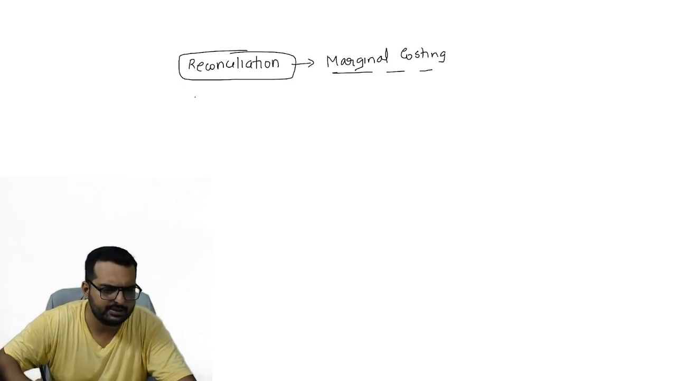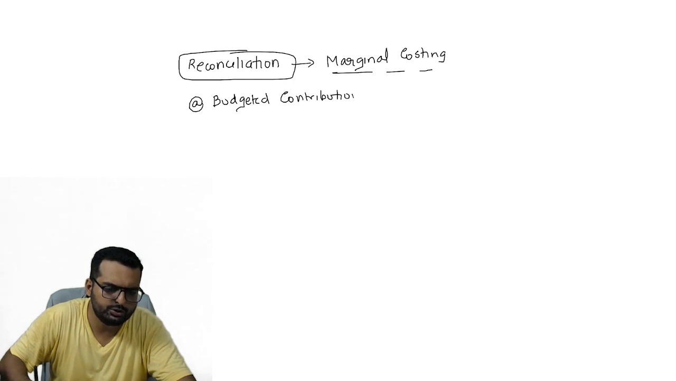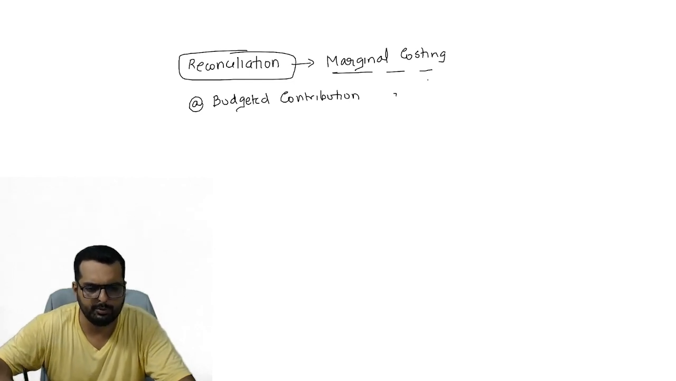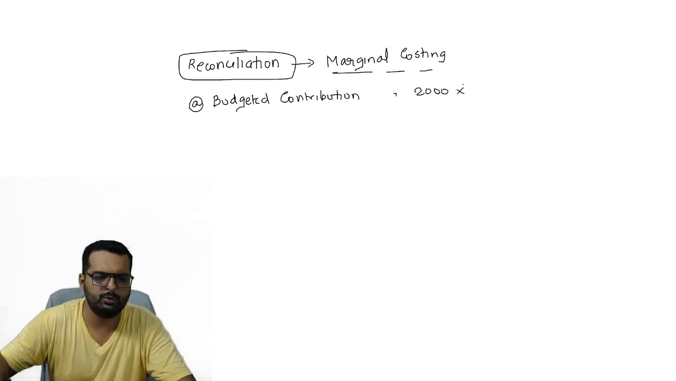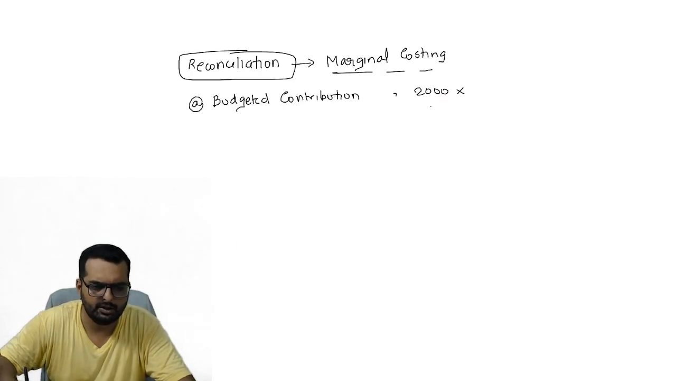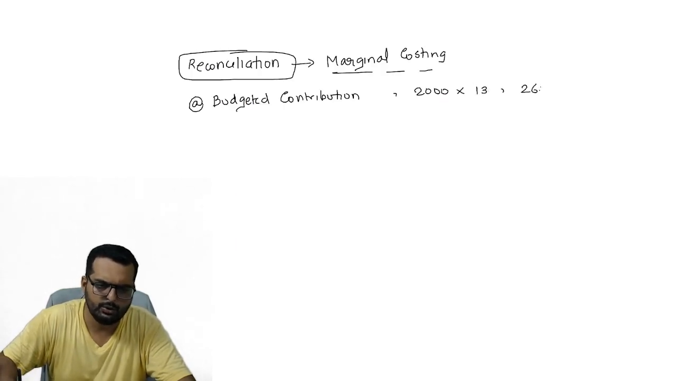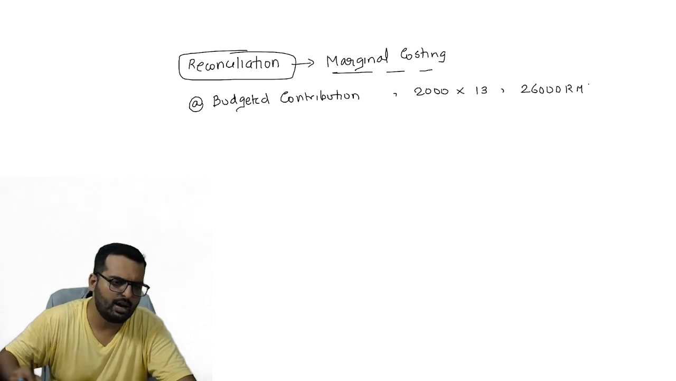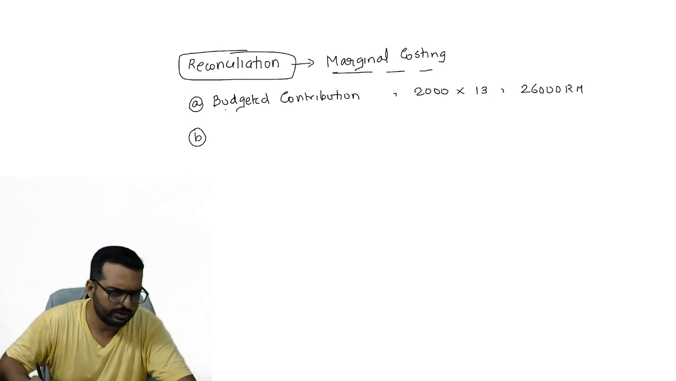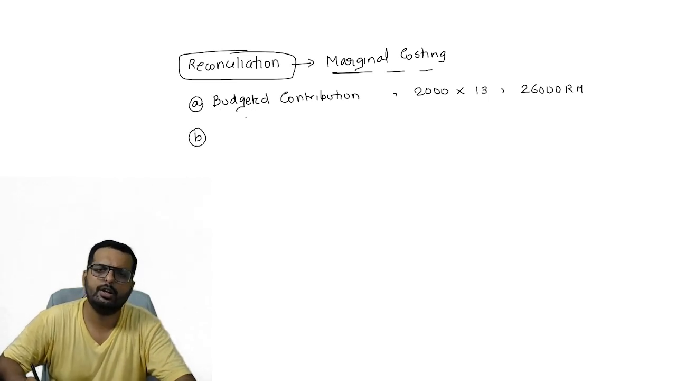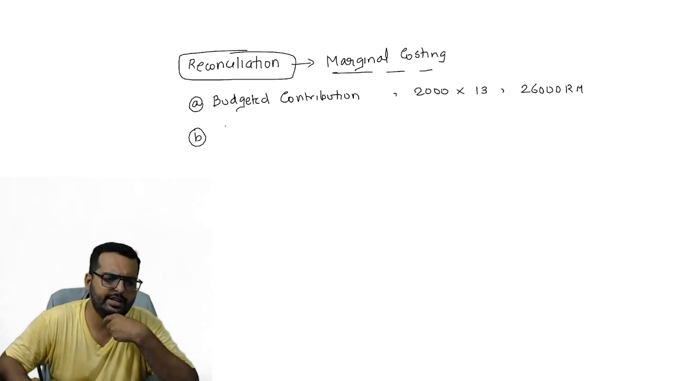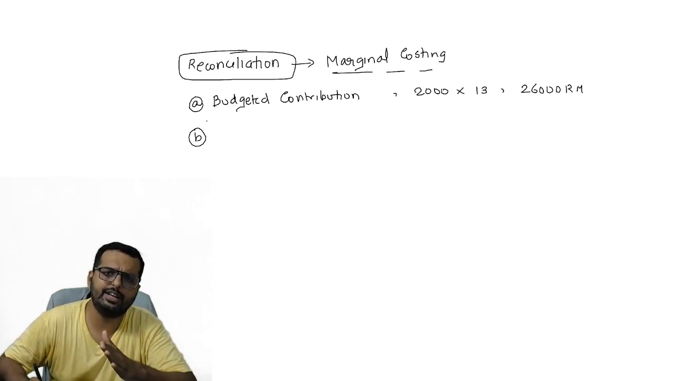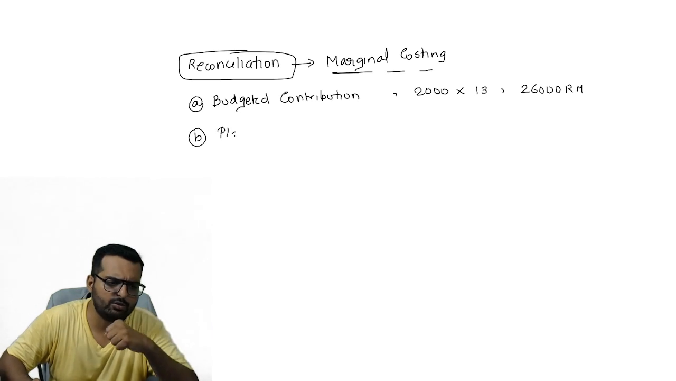Okay, so we only have the budgeted contribution. So I'll write down point number A, budgeted contribution. How much is the budgeted contribution? 2000 units multiplied by 13. Do you get the answer as 26,000 RM? Okay. Now to this, what do we do? We add or subtract all the variances. We have planning variance also. We have operational variance also. I will start with planning.